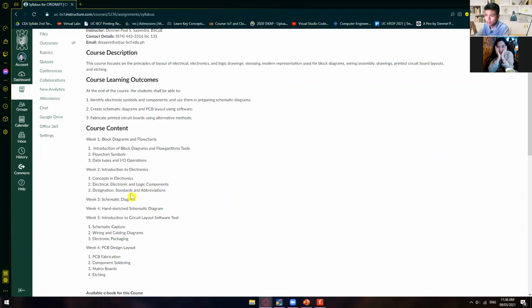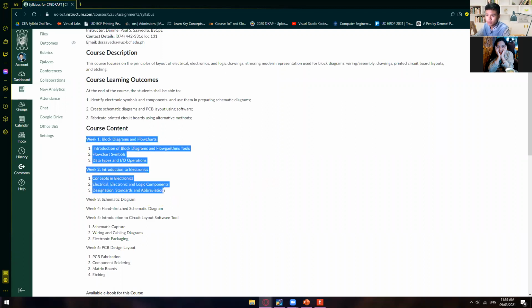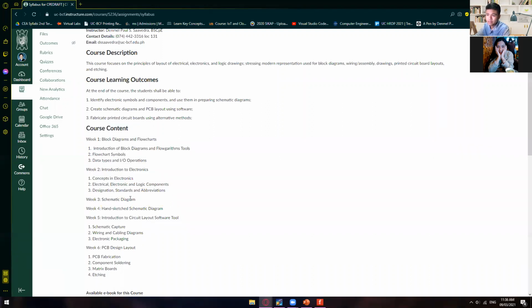So we are already done with week 1 and week 2. For week 3, there's actually only one topic, which is the schematic diagram. Week 3 and week 4 are connected with each other, wherein you're going to do either of those two. You can draw a sketch first, and then make your own real schematic diagram on the software, let's say using Fritzing or using Eagle. The one that we're going to discuss for today is mainly the schematic diagram.